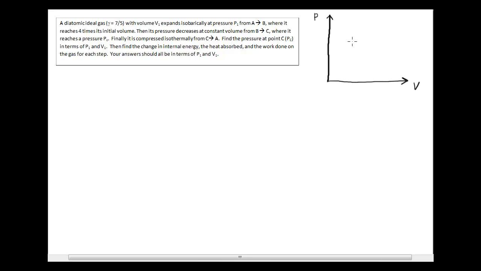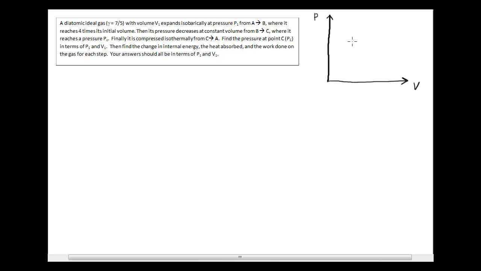for the given information. So we see here that this is a diatomic ideal gas with a gamma value of 7/5. So we'll use that when it comes time to calculate the internal energy. And it's got a volume V1 expanding isobarically at a pressure P1 from A to B. If I continue to read, it says it reaches 4 times its initial volume. Then the pressure decreases at constant volume from B to C, where it reaches a pressure P sub C. So what that means is somewhere we start off over here and we expand to the right at constant pressure and then go down in pressure at constant volume.